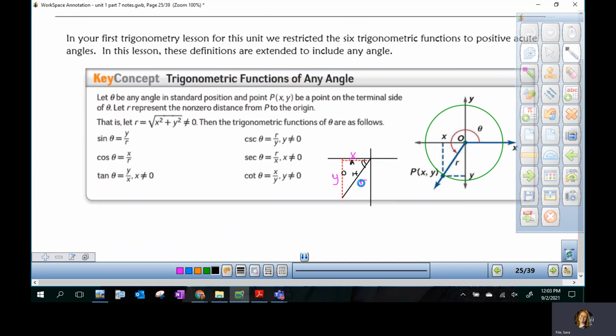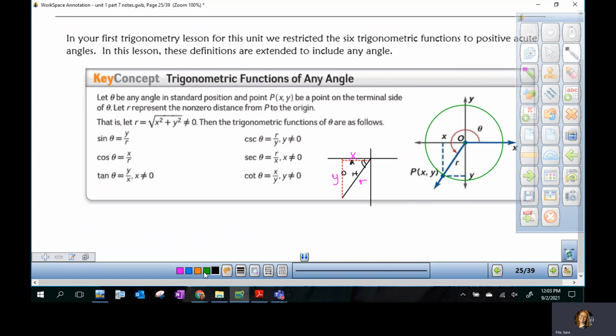And you can see sine is O over H. So it's y over r. And you can see sine of theta is y over r. Cosine is A over H, so x over r. Okay, and tangent is O over A, so y over x. So you can see how it corresponds to O, A, and H, if that helps it make more sense to you.